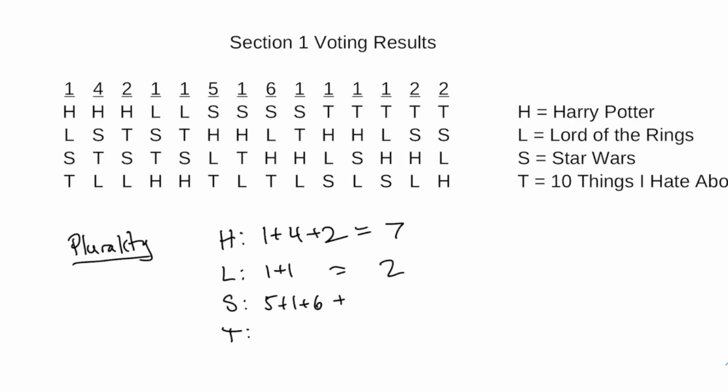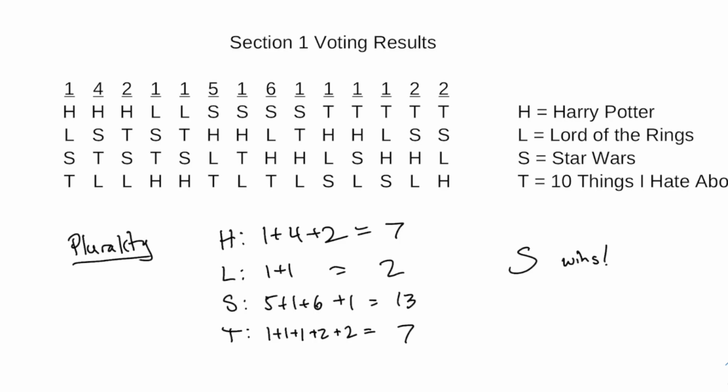If you were doing this, I said this would be a typical easy homework question. If you're doing this on the homework, you don't really need to write those little pluses in there if you don't want to. And then the T's, I see all of these here. A 1, a 1, a 1, and 2 2s. So that would be 1 and 1 and 1 and 2 and 2. Yeah, that's 7. All right? And so, using the plurality system, Star Wars wins. All right?